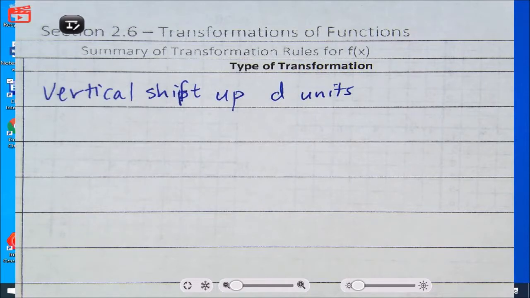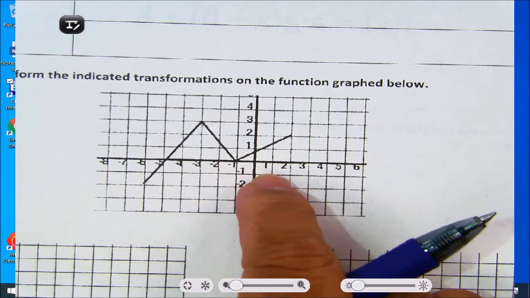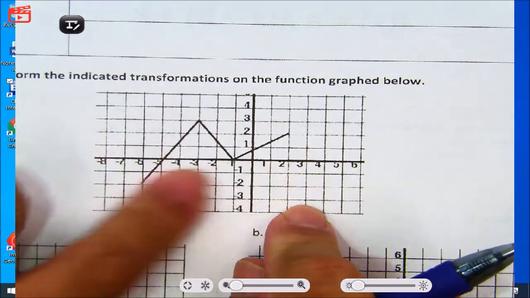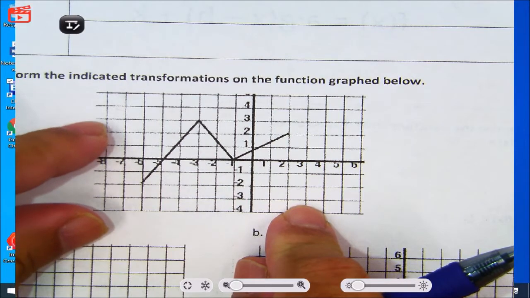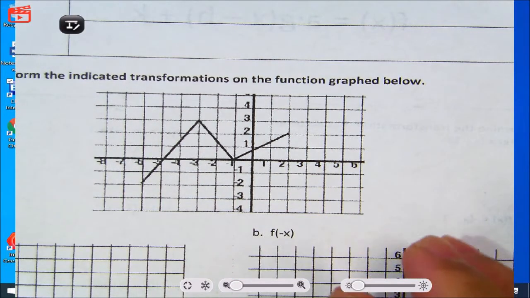So what that means is if I have a graph that looks like this, and I have a shift up of 2, I'm going to take everything here, copy it, but move it up 2 units. It just moves up 2 units. You'll see examples of that later.